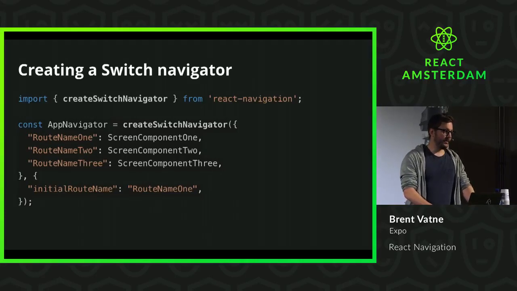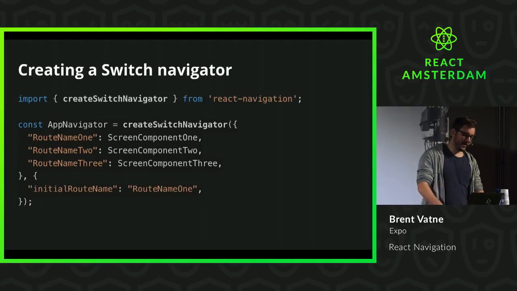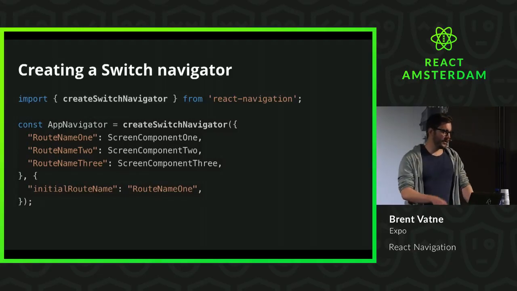And so the way that you would actually add this to your app is you would import this create switch navigator function and initialize it with a route config object. The route configuration object is essentially keyed by the route name, and then the values are the screen components. The second parameter here is used to further configure the navigator. So first one, route configuration. The second one is configuration for the navigator itself.